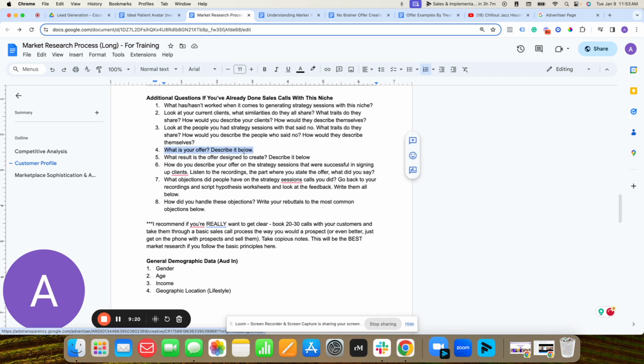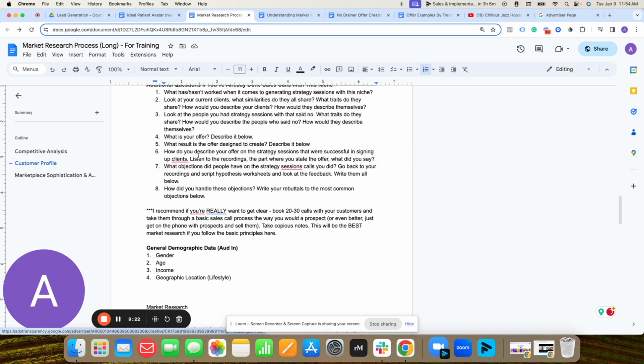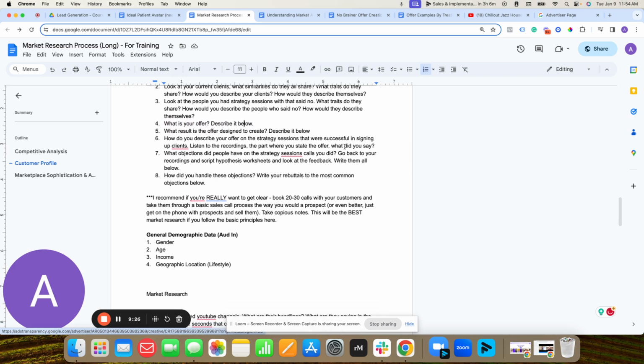What's your offer? Actually write it out. It's good to do the exercise. What result is the offer designed to create for the patient? What will they get back as a result of buying your program, treatment, procedure? How do you describe your offer in the consultation? And how do your transaction people, your front desk, your receptionist describe your offer?